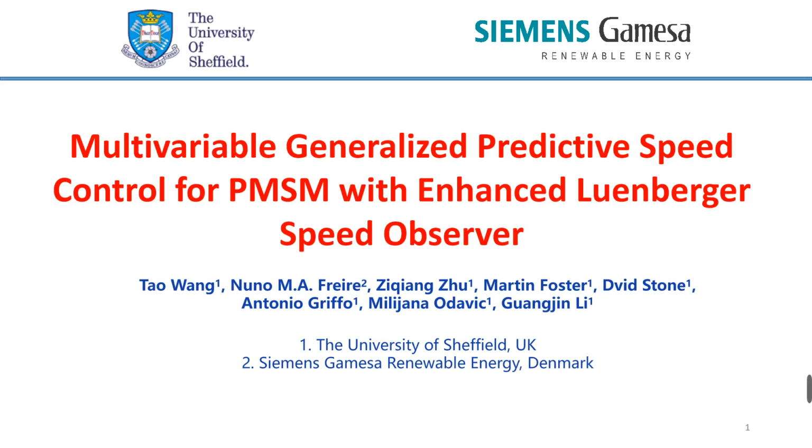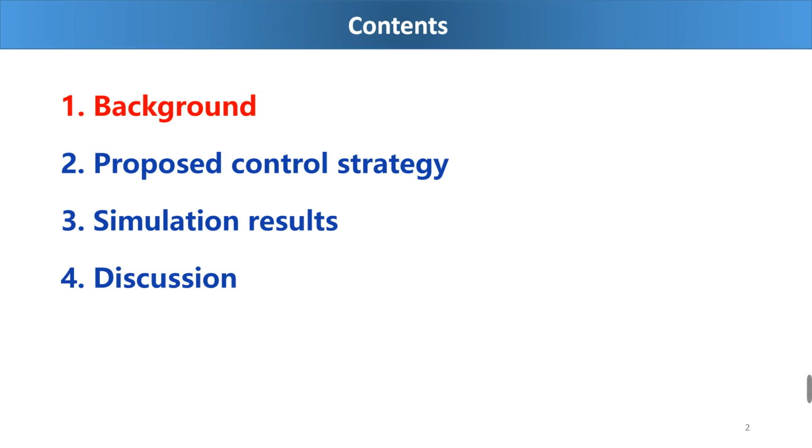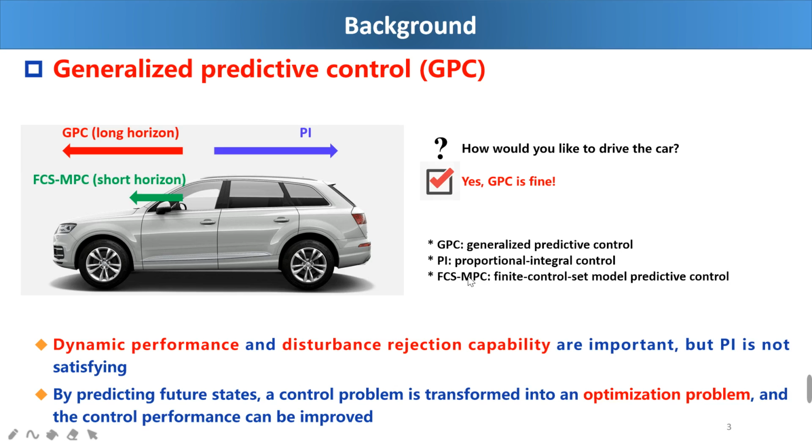So this work is finished with the help of our co-authors from the University of Sheffield as well as Siemens Gamesa Renewable Energy. The title is Multivariable Generalized Predictive Speed Control for PMSM with Enhanced Luenberger Speed Observer. So firstly, I will give a brief introduction to the background, and then I will introduce the proposed control strategy, and then I will show some simulation results, and finally, I will give a brief discussion.